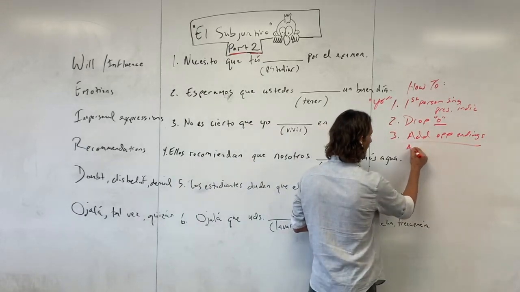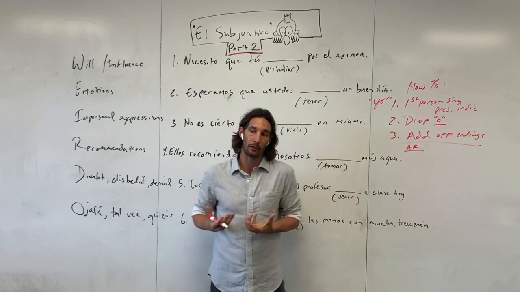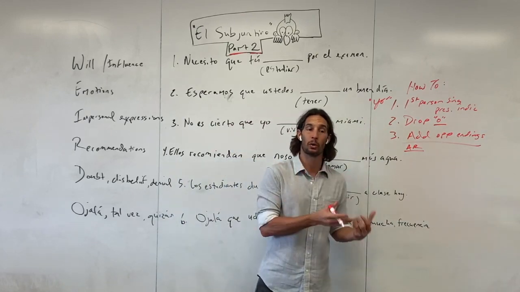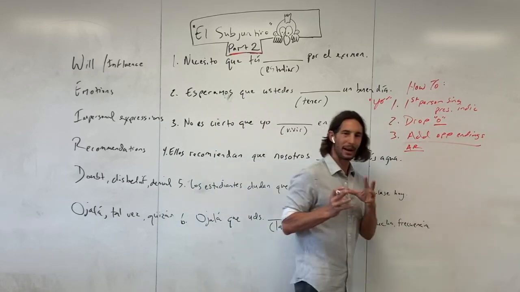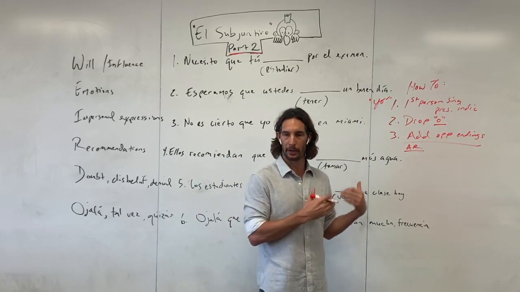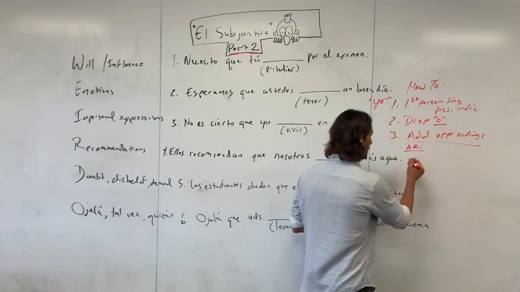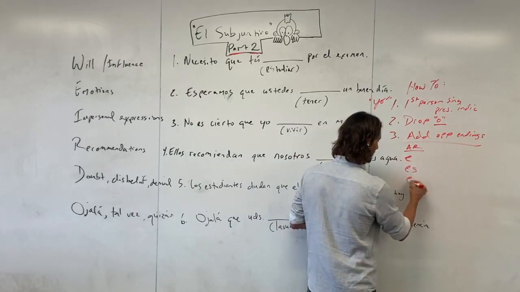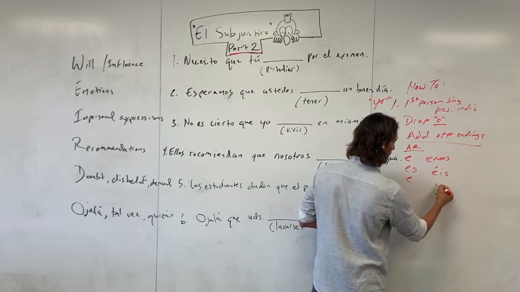We have the AR verbs. If it's an AR verb, you will add what were the ER endings, for example. That might sound a little confusing, but let me write this up there. And whatever way you need to remember this is totally fine. So we have es, amos, and then vosotros, and then en.